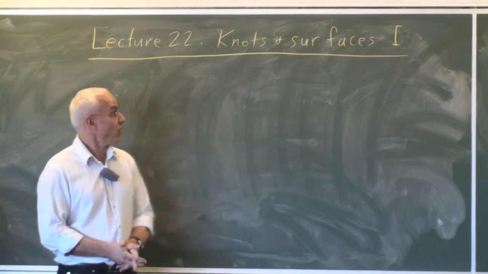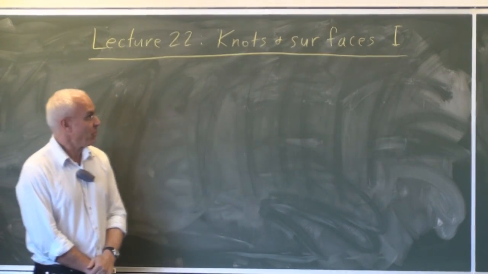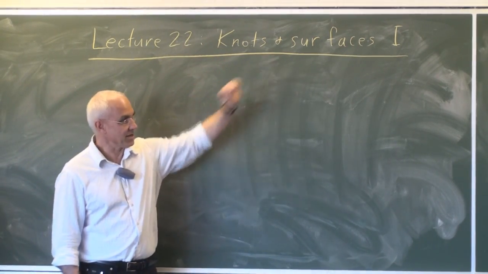So welcome to the 22nd lecture in this series on algebraic topology. I'm Norman Wildberger at the University of New South Wales. Today we're going to talk about knots and surfaces.